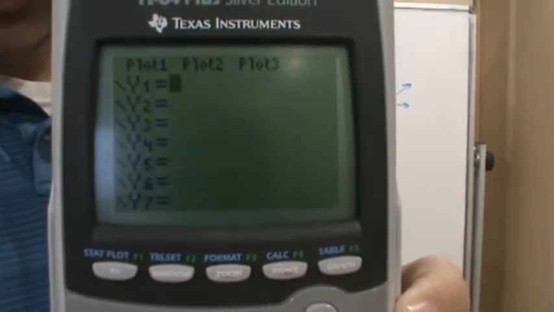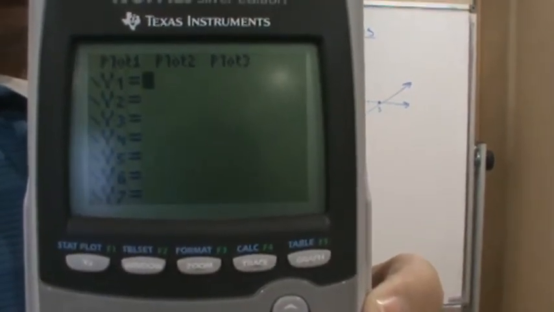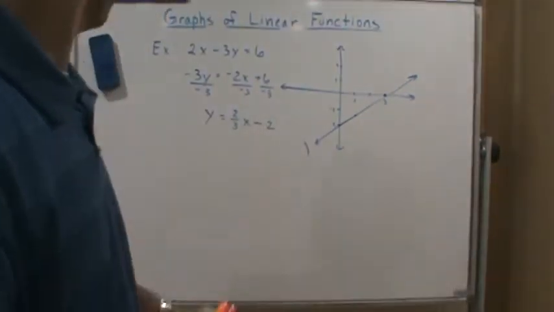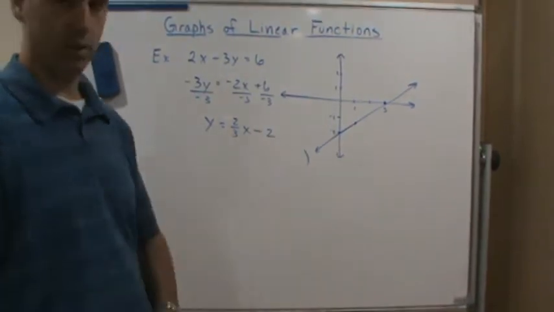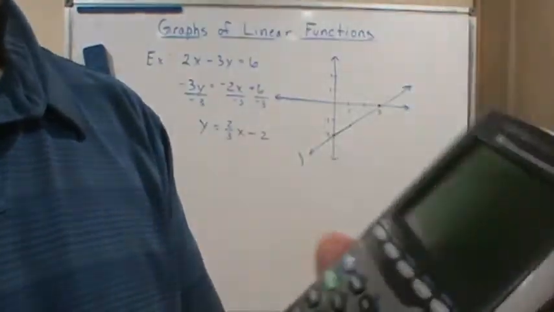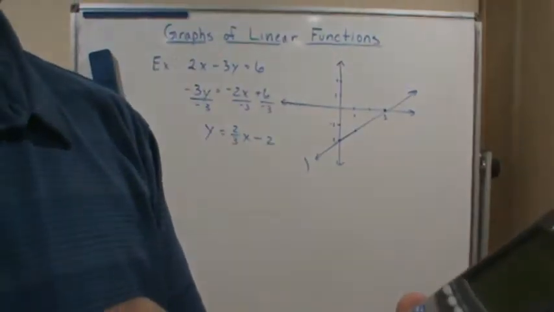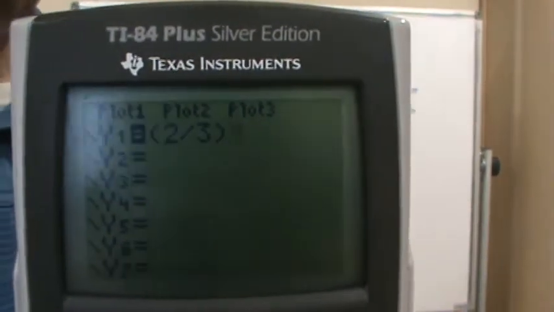Now the first one is y1. I'm just going to put my equation after the equal sign there. So again, I'm going to put in 2/3 x minus 2. Let's put the 2/3 in there. I'm going to put these in parentheses. So I'm going to put a parenthesis, and then 2 divided by 3 to give me 2/3. Okay, so that's what I have.